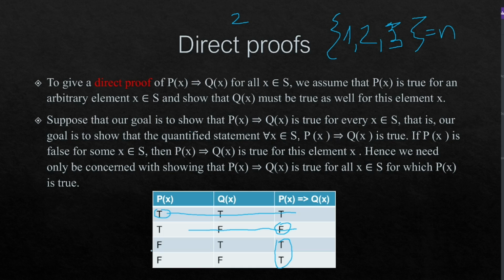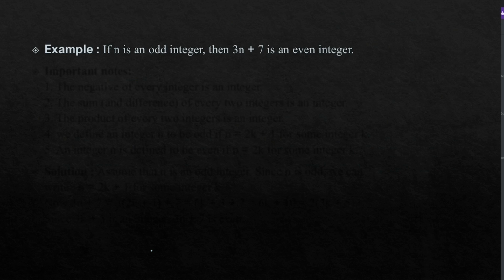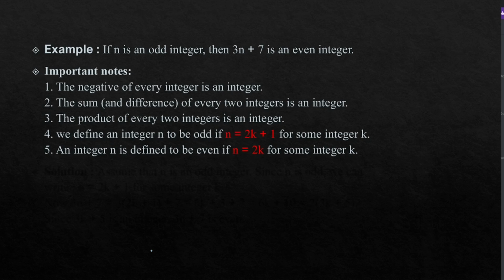Okay, now we get to an example to show exactly what is meant by the direct proof method. For example, if n is an odd integer, then 3n plus 7 is an even integer. Here are some important notes, especially the ones I have bolded in red, to define things which we'll often be using in this presentation. So keep in mind what we mean, why this follows, and things like that. If you have any questions here, I'll be glad to answer.